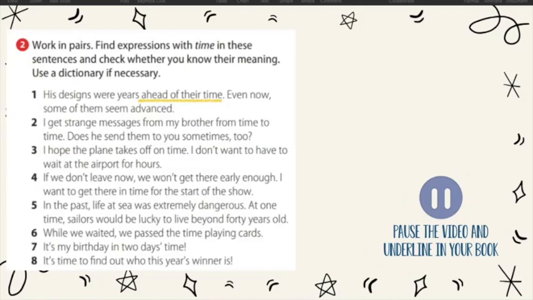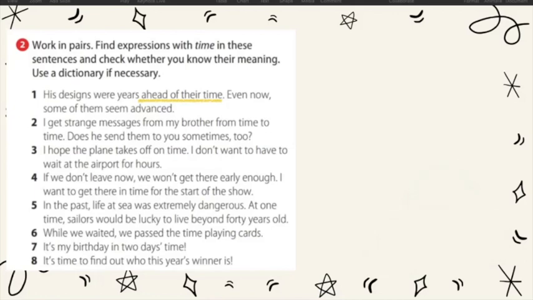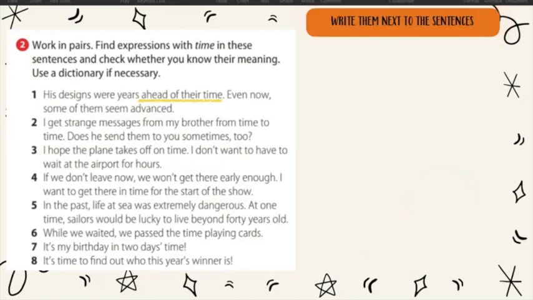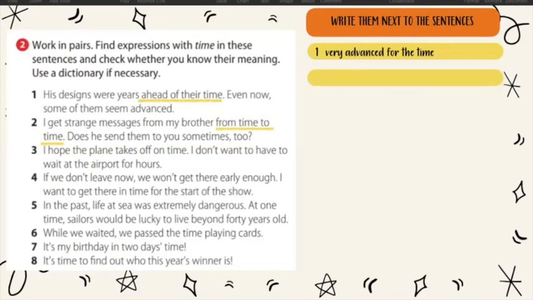Now let's check. Well, what's the meaning of ahead of their time? You are going to write the meaning next to the sentences. So, ahead of their time means very advanced for the time. Number 2, I get strange messages from my brother from time to time. Does he send them to you sometimes too? What's the meaning? Sometimes or occasionally.